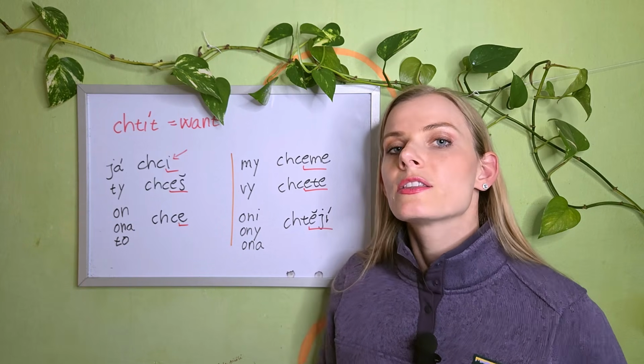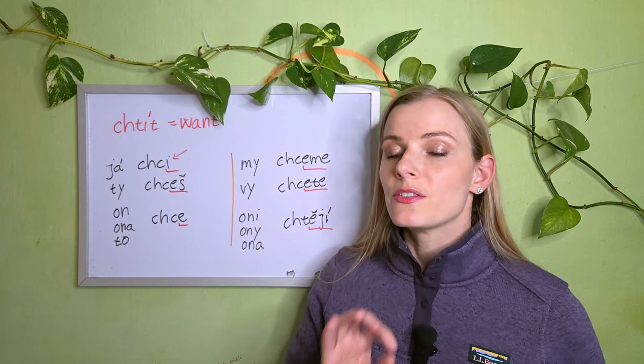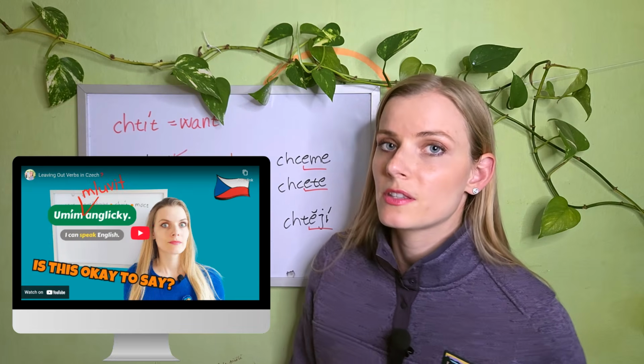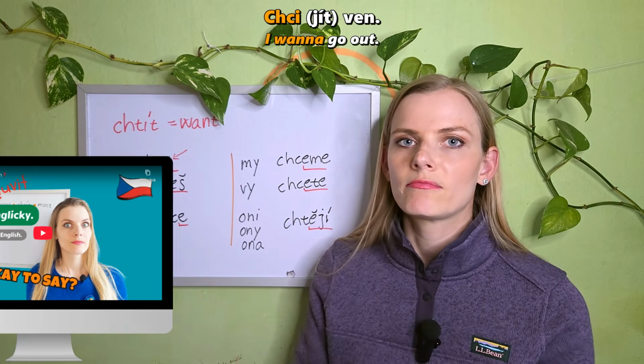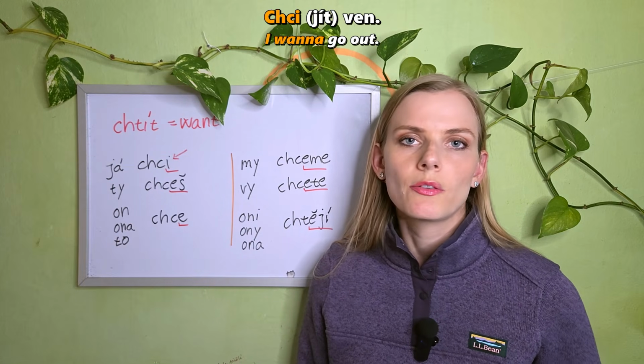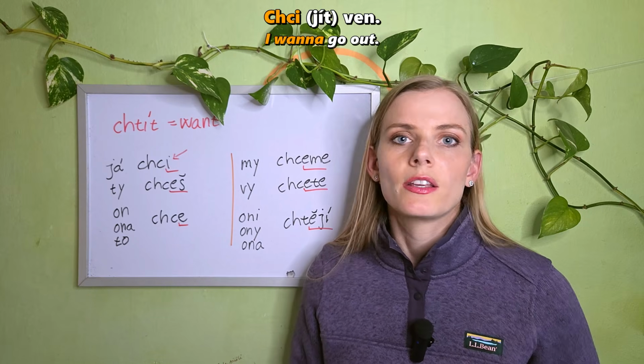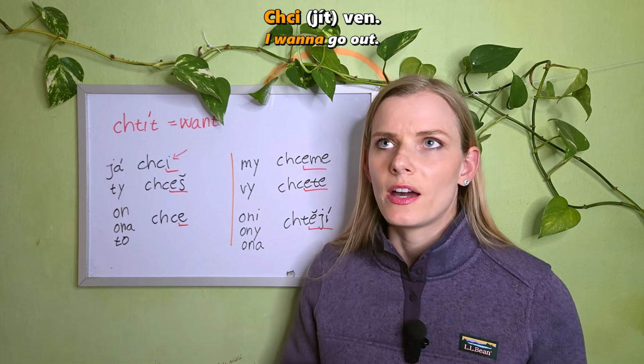And as I said, it's very typical without the infinitive form when you leave out the main verb. I also had a video about this 2 years ago maybe. Chci ven. I want to go out. You don't have to say chci jít ven. Informally, we just leave it out and it sounds more natural. Chci ven. I want out.